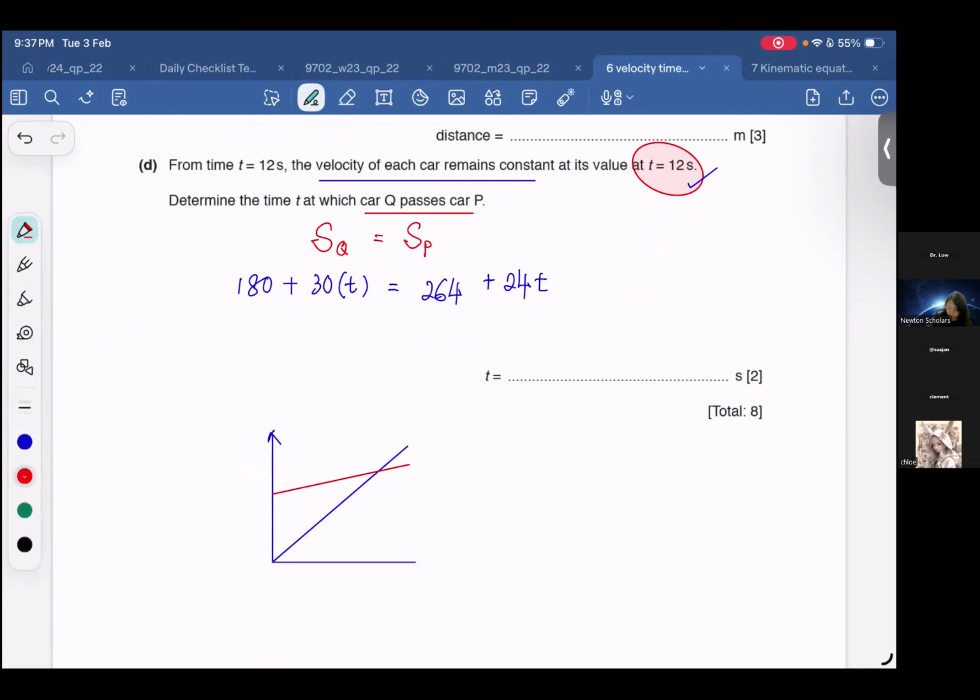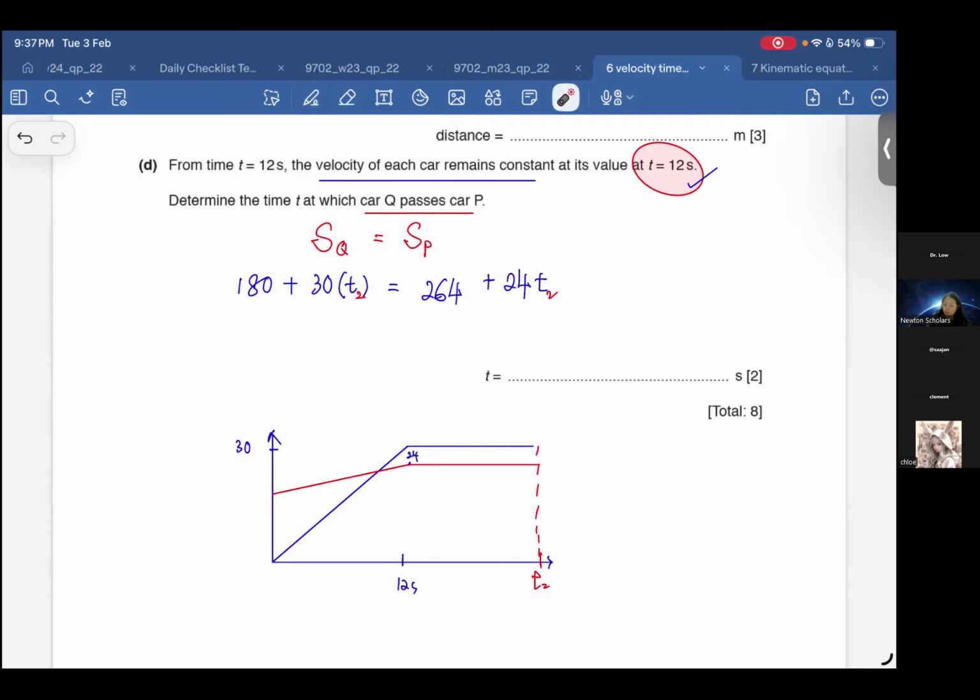Okay, then here, this is at time 12 seconds. How long do they travel? Actually, we don't know. But we know that after that, it travels at a constant speed. So this one is 30, and this one here is actually 24, so it will also be maintained until a certain moment T2. Until T2, the distance traveled by car P and car Q will be the same.